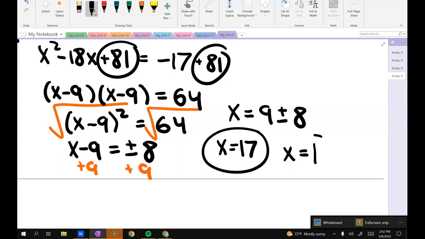So unless you get no solution, you'll always have two answers for x. They can both be positive, they can both be negative. One can be negative, one can be positive, it depends.